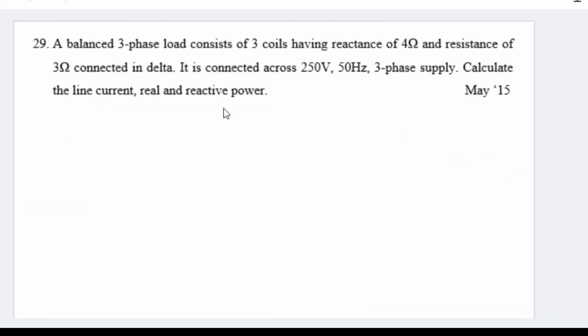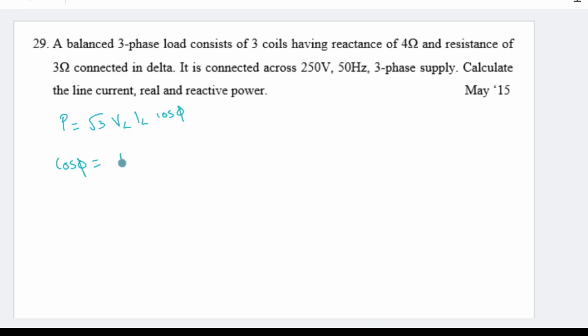And now they are asking for real and reactive power. So what is the equation for real power? P is equal to root 3 VL IL cos phi. In order to find it out, we know VL and we know IL. Now we have to find out cos phi. How can you find out cos phi?